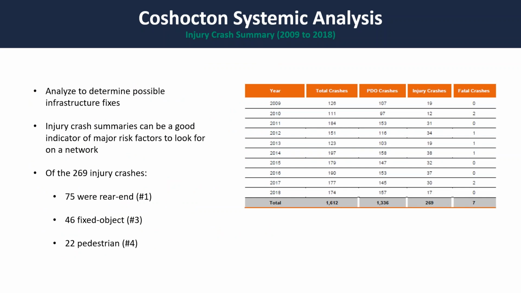Then looking at the injury crashes, we do the same thing, analyzing these to determine possible infrastructure fixes, since they are a good indicator of major risk factors on a specific system. Of all the injury crashes, we saw rear end, fixed object, and pedestrian crashes stand out higher than the rest because they were overrepresented on a statewide basis as well. Those were the ones picked out to focus on with countermeasure and risk factor selection.